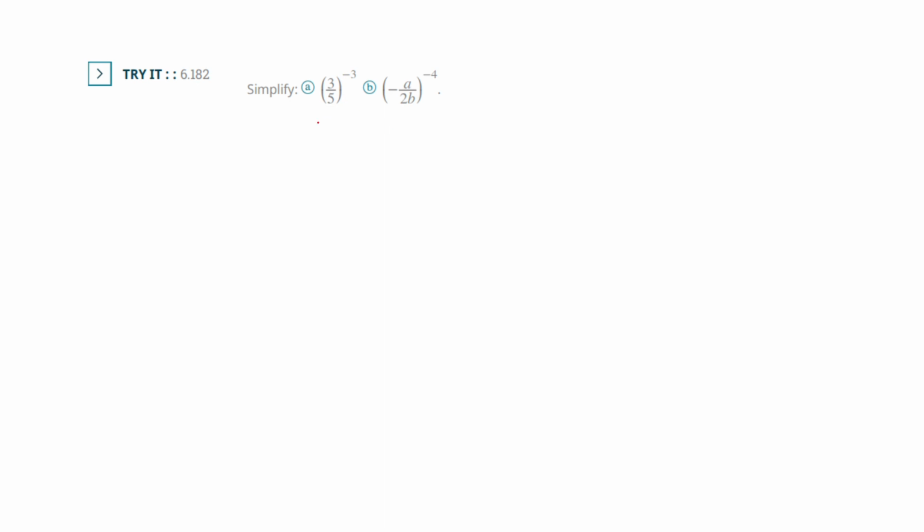Okay, do this again. I can turn this upside down and make it a positive 3. So now I can give the exponent to each of them. So 5 to the third over 3 to the third. So this is 125 over 27. So 5 to the third and 3 to the third. Now I'm going to turn this one upside down. And it's to the fourth power. So I'm giving the fourth to each of them.